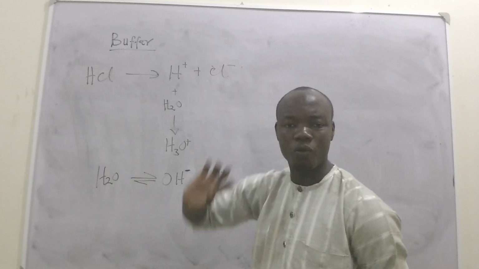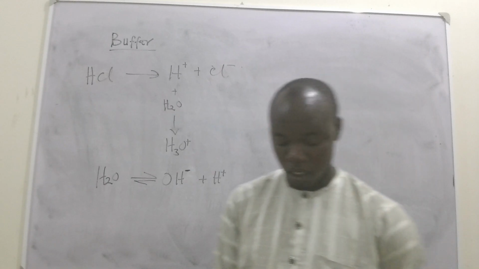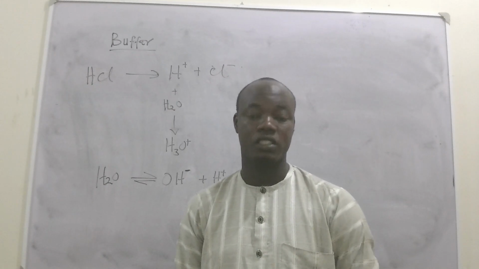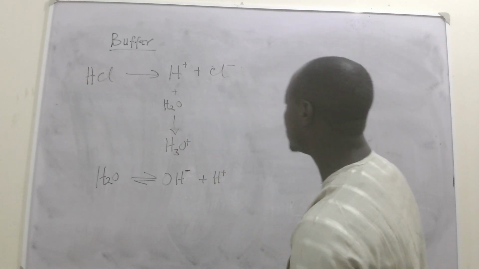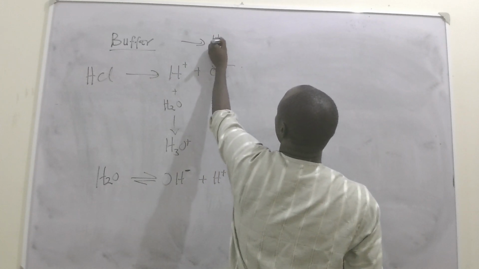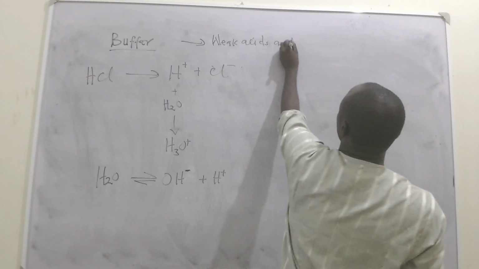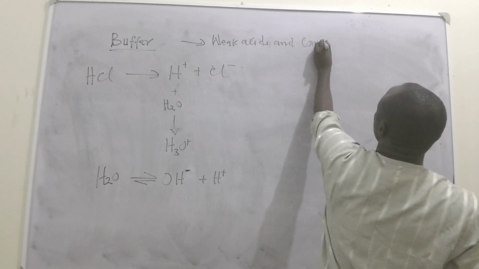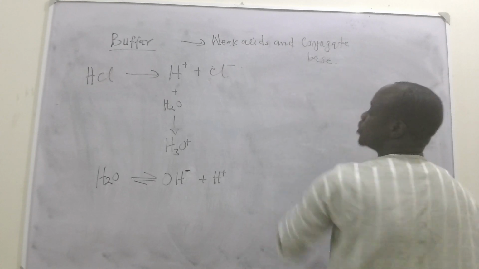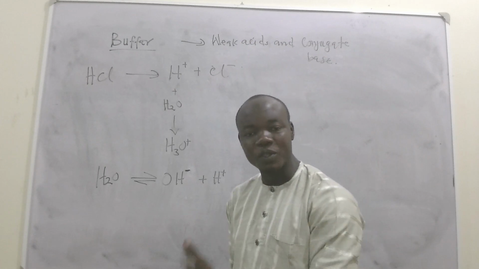But when you have a buffer, a buffer is actually a solution that contains both a weak acid and its conjugate base. It is a solution that contains a weak acid and a conjugate base. So what happens to it?